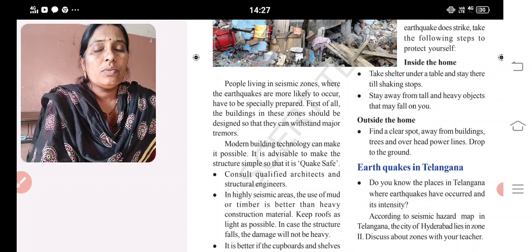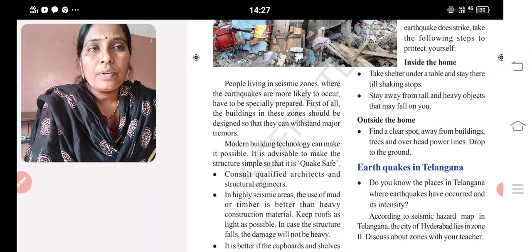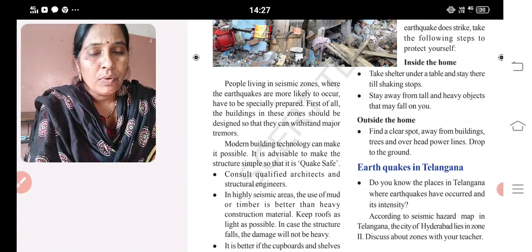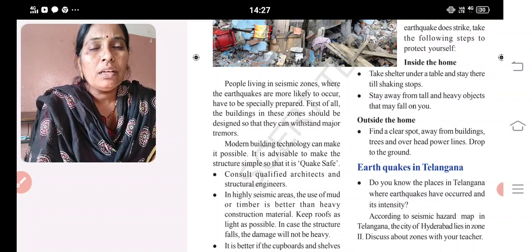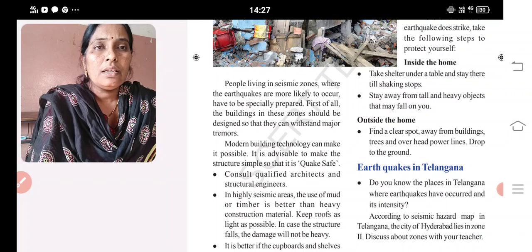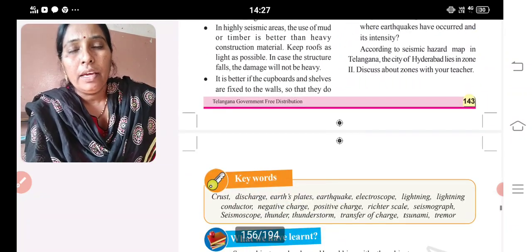Drop to the ground. So these are some precautions which should be followed during or after the earthquake. When and where it happens, we don't know. In some areas there is a frequent chance of getting earthquakes. They are known as seismic zones, and Hyderabad in Telangana comes under the second zone. So it is likely to get earthquakes in particular areas.